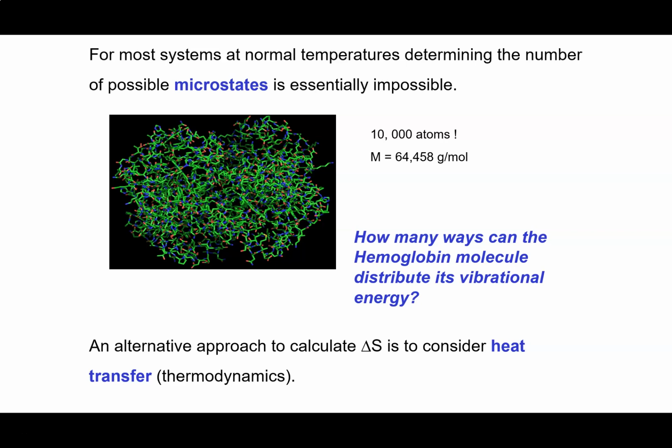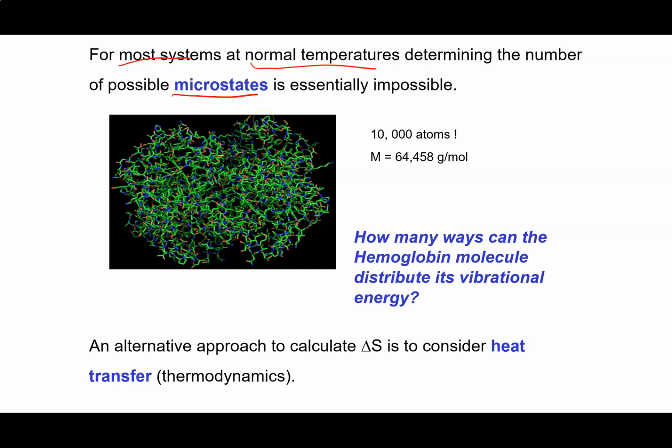Now, that's all well and good, but how are we going to ever figure out the entropy of a complex system? For most systems at normal temperatures, determining the number of possible microstates, that W value, is basically impossible.